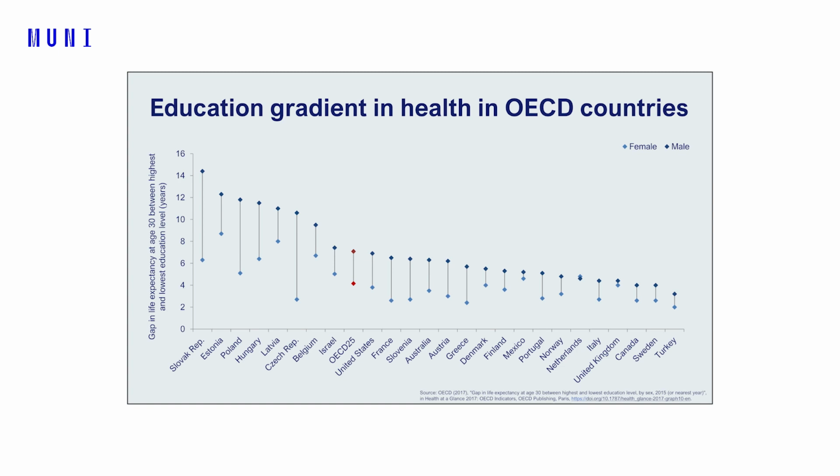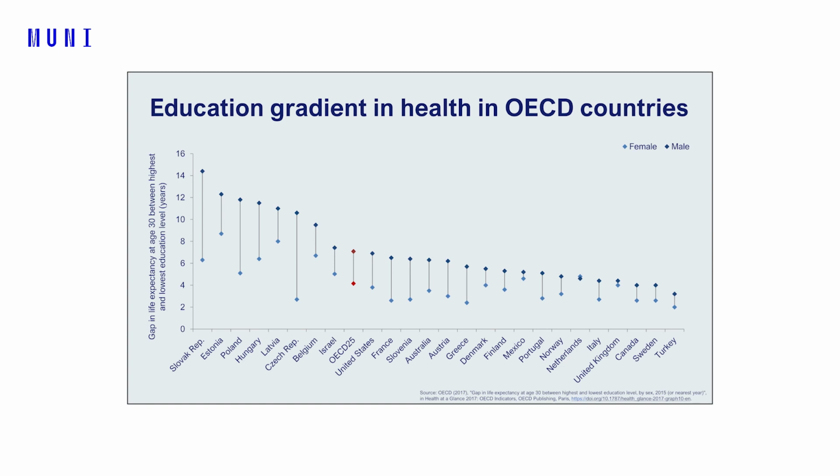And of course, over and over, we see the higher educated have the longer life. So this means that men in the Slovak Republic live about 15 years longer if they have the highest level of education compared to men with the lowest level of education. I just pointed it out because it was all the way to the left, but here is the OECD average, and Czech Republic is here.